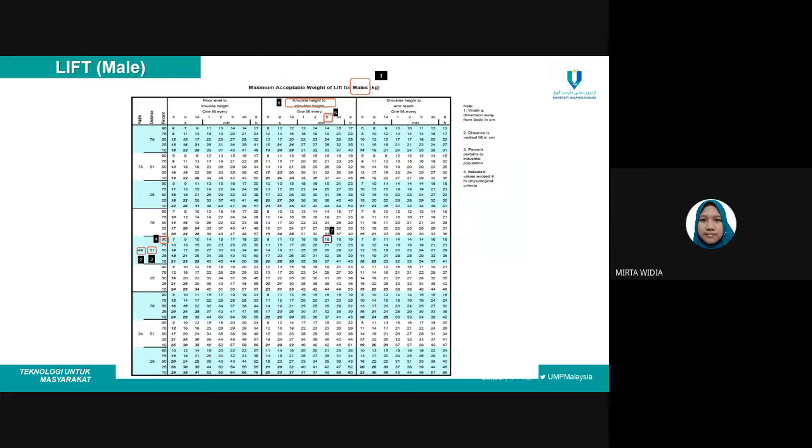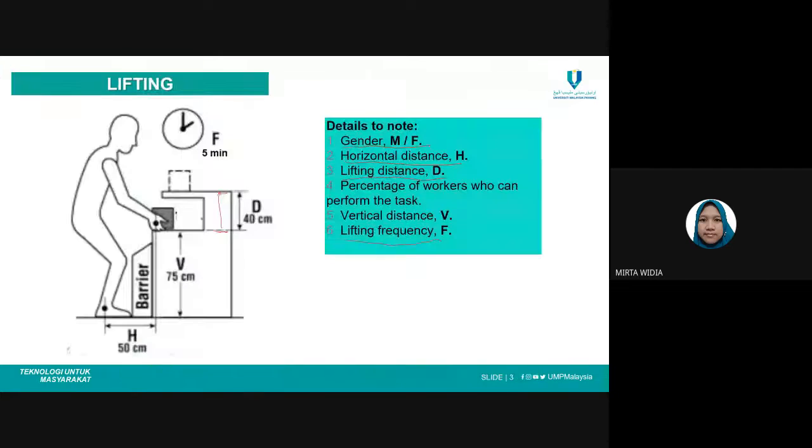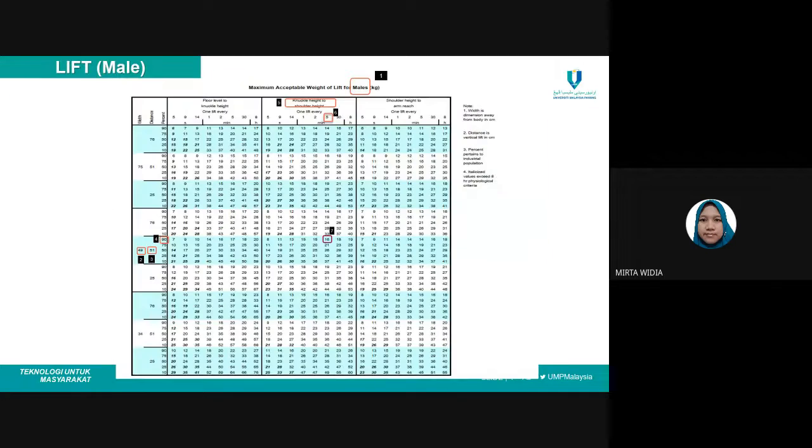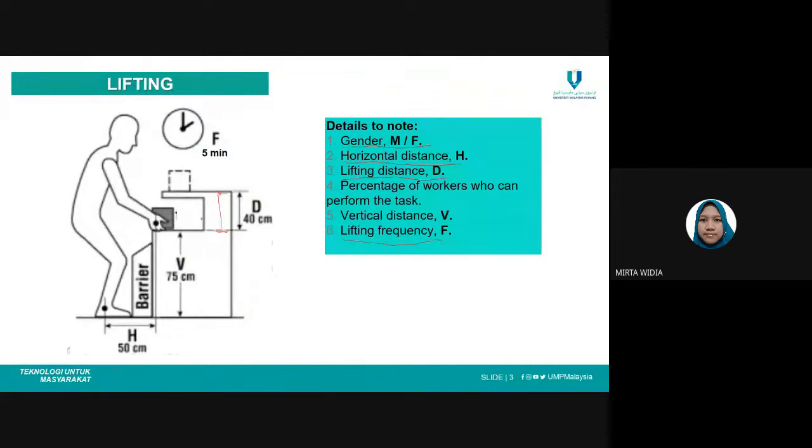Okay, first let's try this one, for these activities. The gender is male, right? So this is the gender. You need to know this is the table for male, so we need to identify male first, and after that we need to know the width, this one. Width is the horizontal distance. This one is 50, right? This is the width.